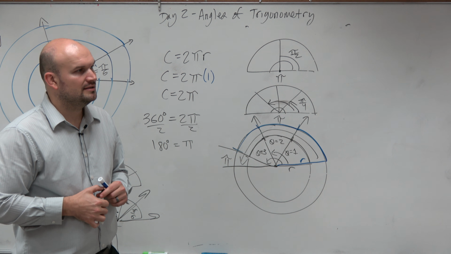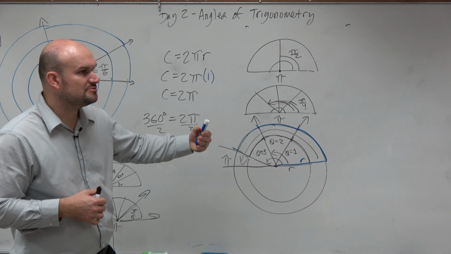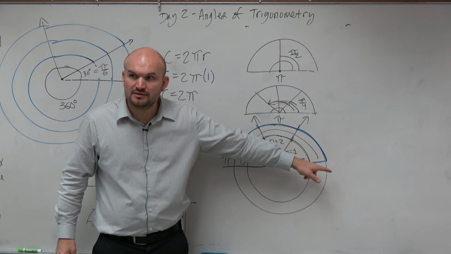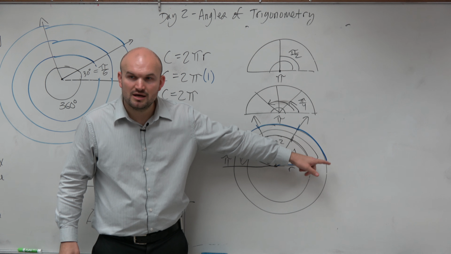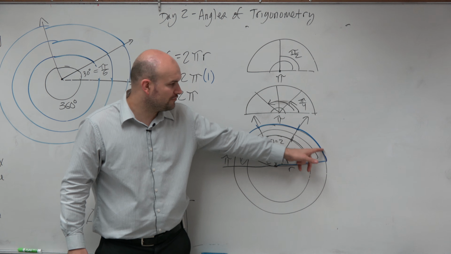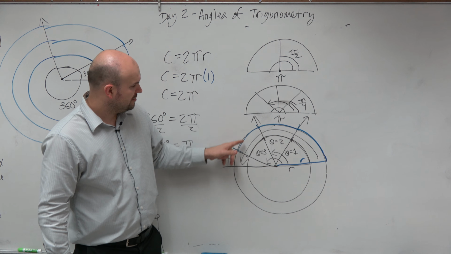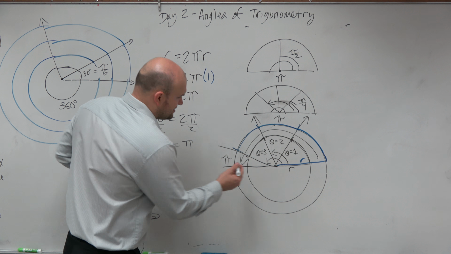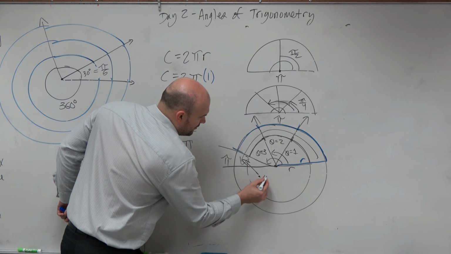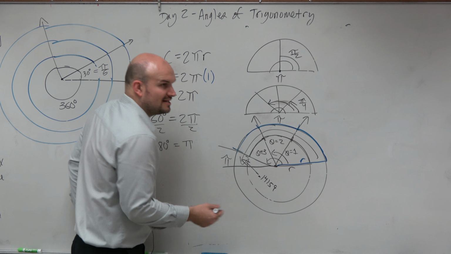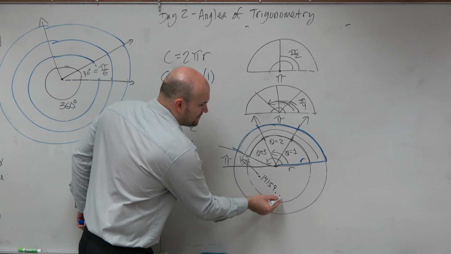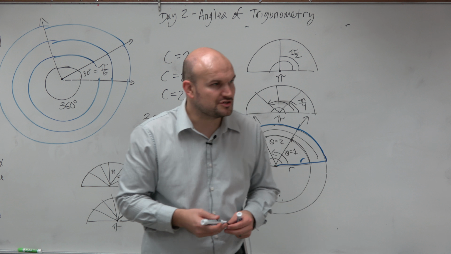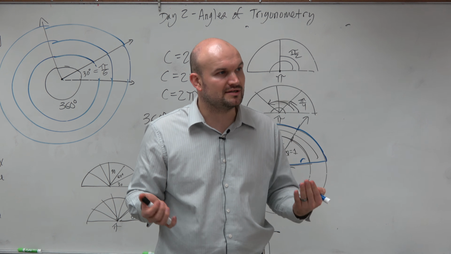So ladies and gentlemen, that is another way of thinking of the definition of pi. The definition of pi is just the number of radiuses wrapped halfway around the circle. Because this little extra section here is 0.14159, and it keeps on going. That's the extra portion of the radius that we need to go halfway around the circle.